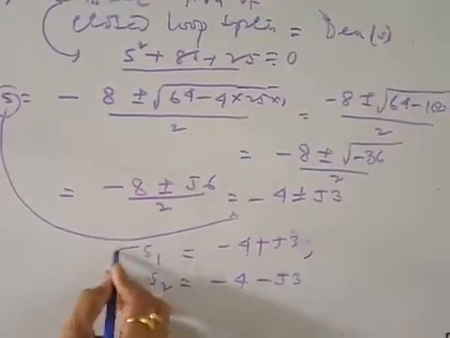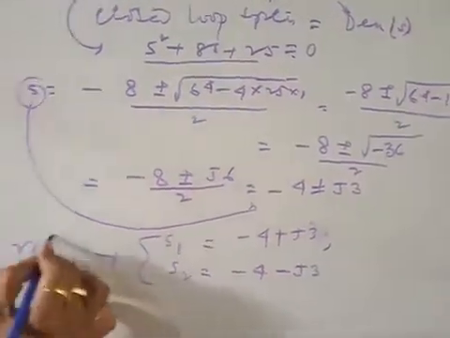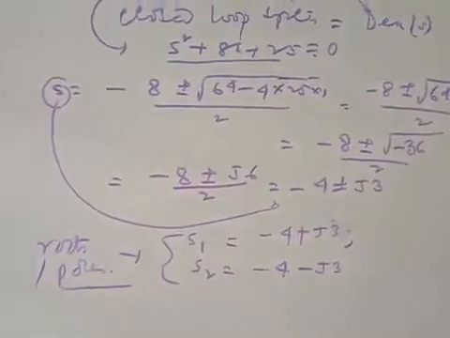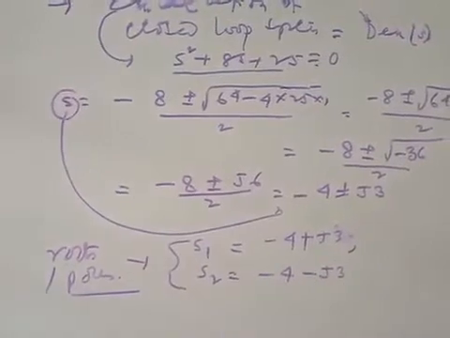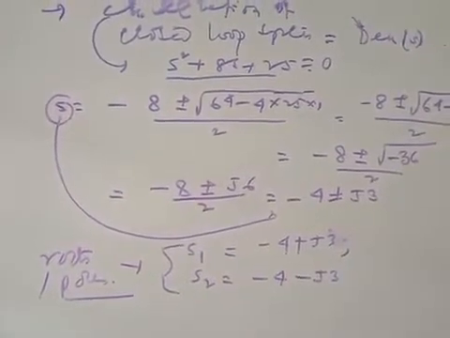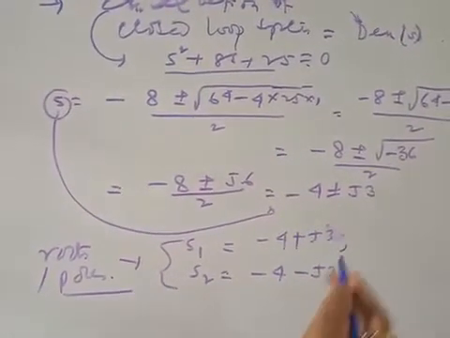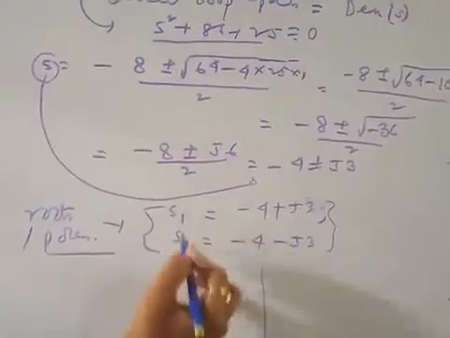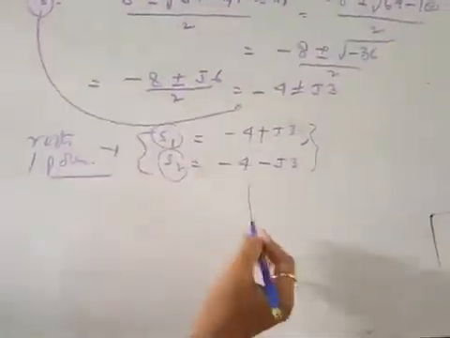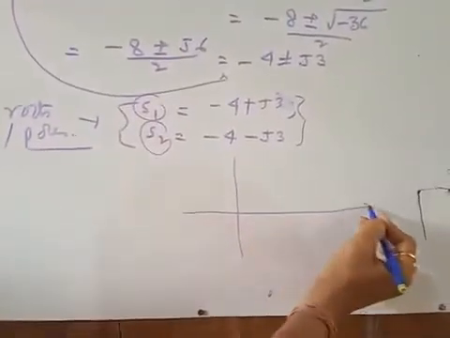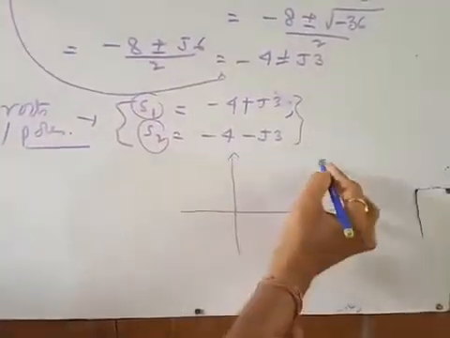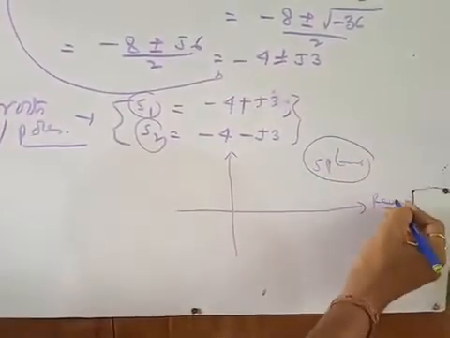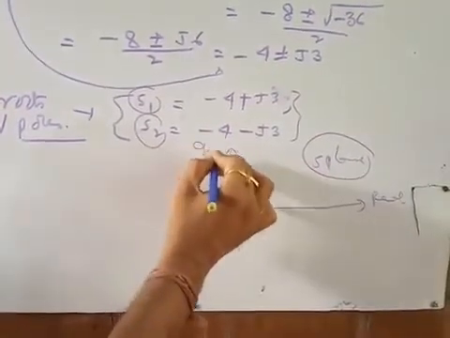These are known as the roots or the poles, right? Once you get the poles, that means these poles, minus 4 plus j3 and minus 4 minus j3, what does it mean? Actually it means nothing but these are the values of s, so these are the pole locations on the s plane. This is your real value, this is your imaginary value.